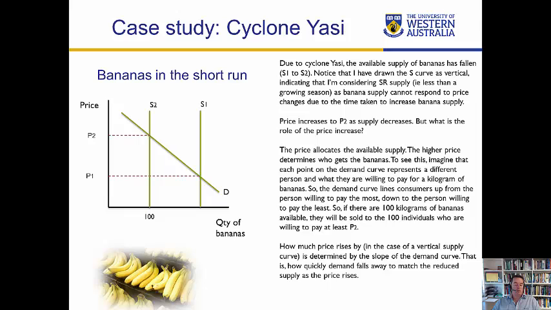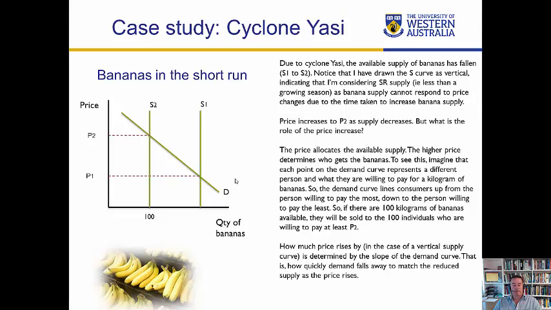So when the cyclone hit and prices started to rise and they had to go from $2 up to $18 to get the market back into equilibrium, that suggests to me that the demand curve for bananas was very, very steep. It took a price increase of $16 per kilo to actually reduce demand by the amount it needed to fall by to restore equilibrium.